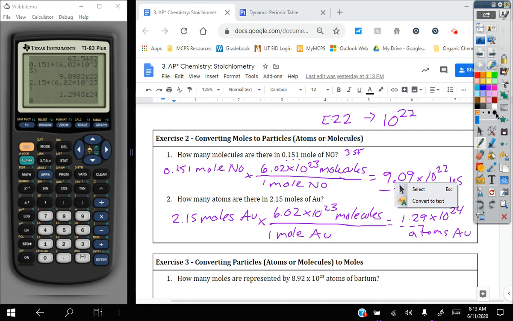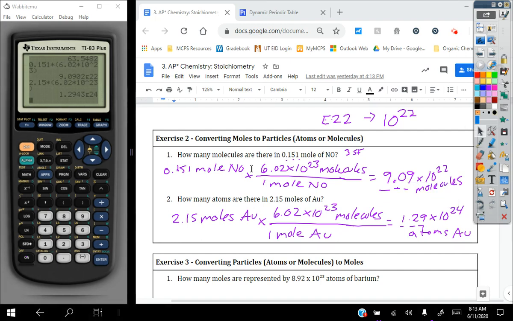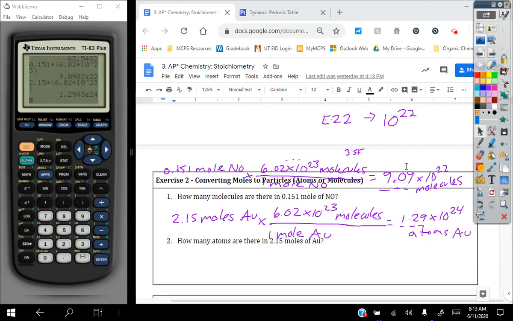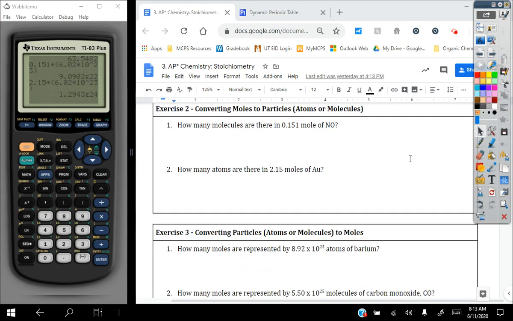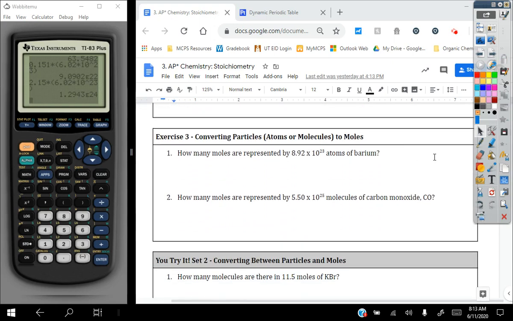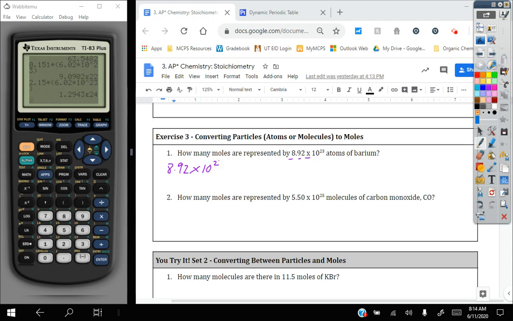Okay, so go ahead and try this one on, oh, sorry, actually, we still got one more set to do. And then you're going to try some on your own. All right, now if we are going the other way, if we're starting in atoms and then we want to convert to moles, we just need to flip our fraction here. So same thing, still starting with 3 sig figs. So we have 8.92 times 10 to the 23rd atoms of barium, 1 mole on top because that's what we want, that's our desired unit, and then 6.02 times 10 to the 23rd atoms on the bottom.